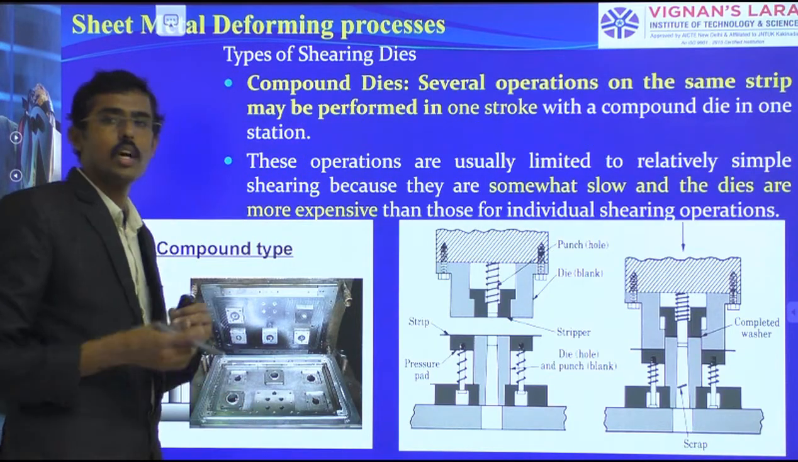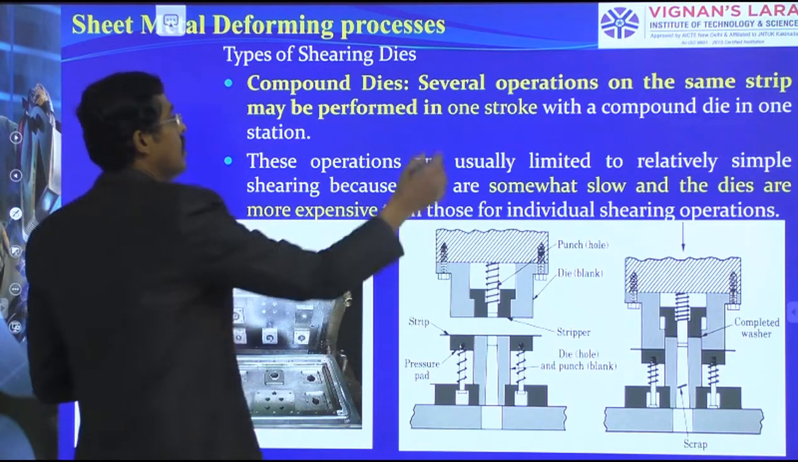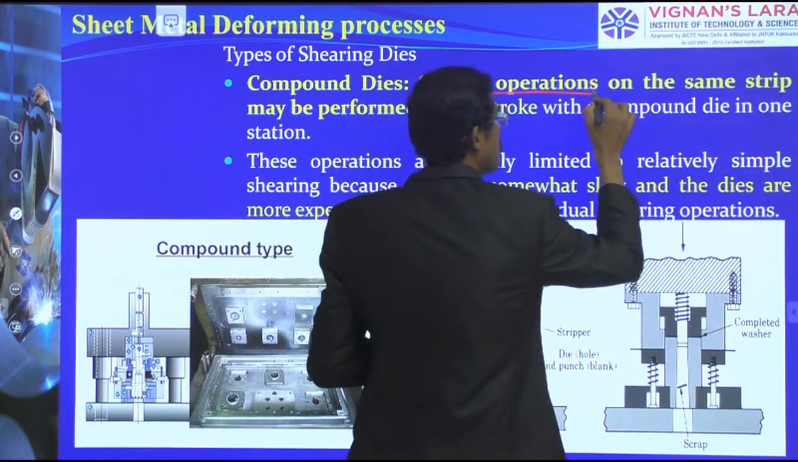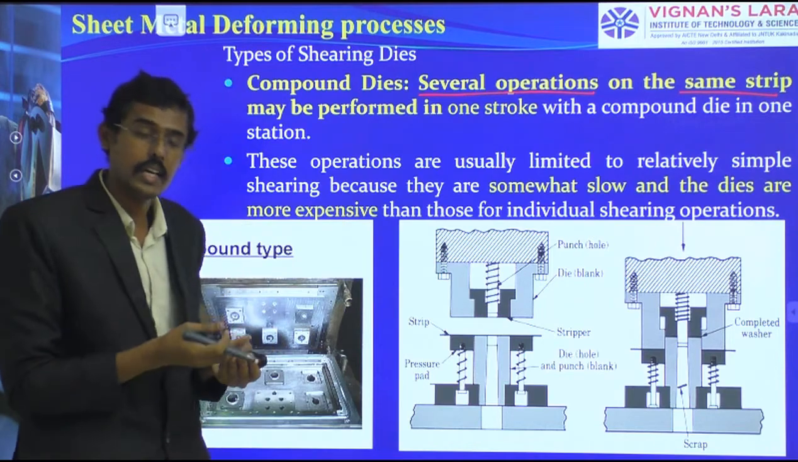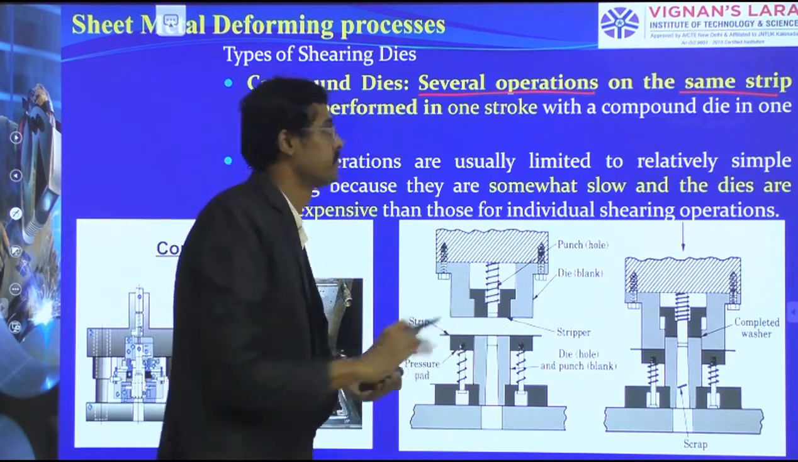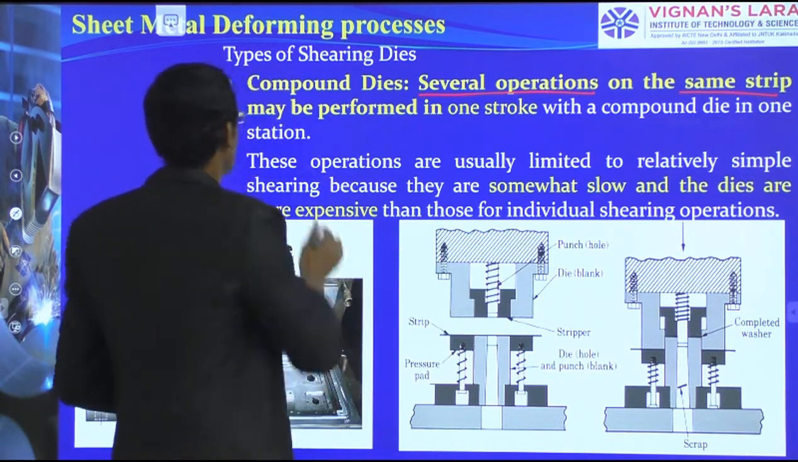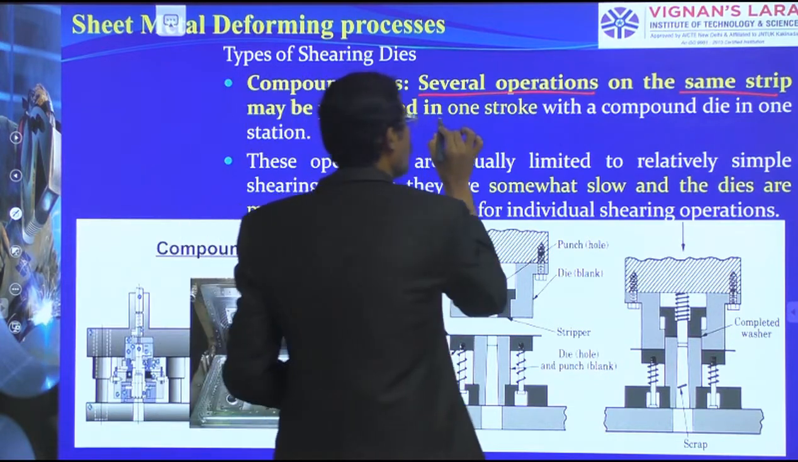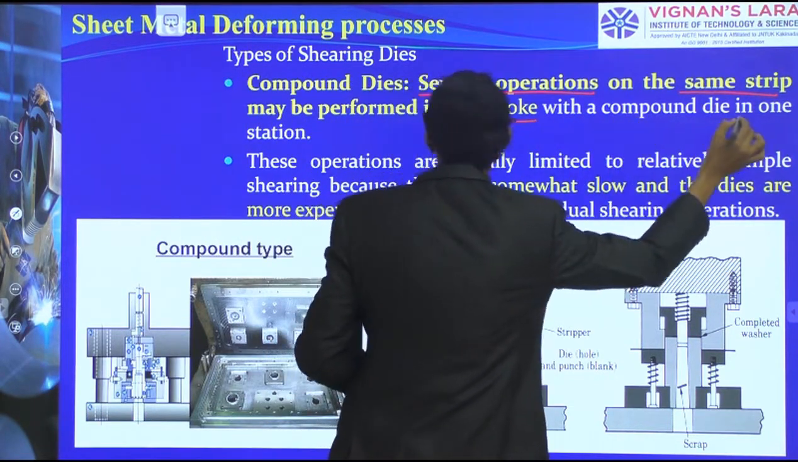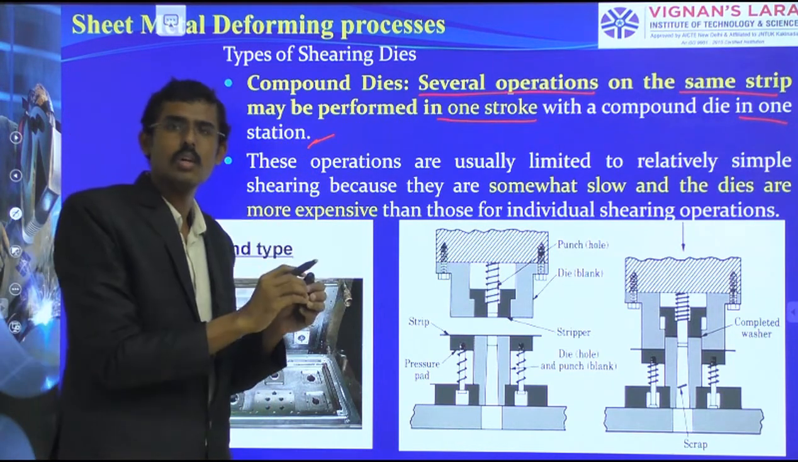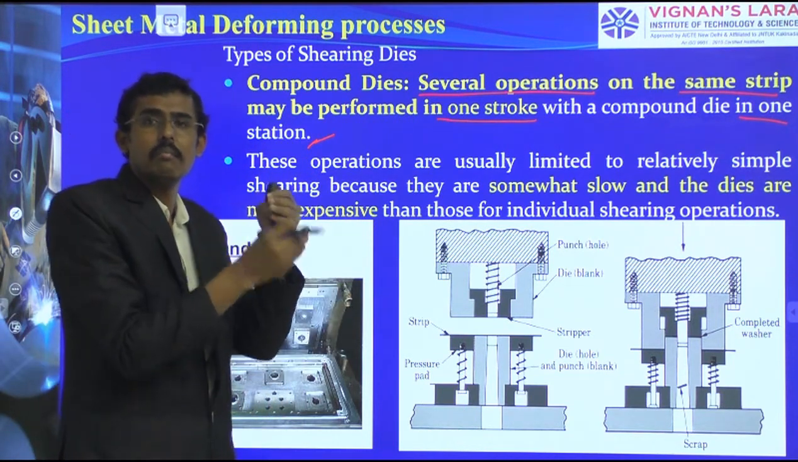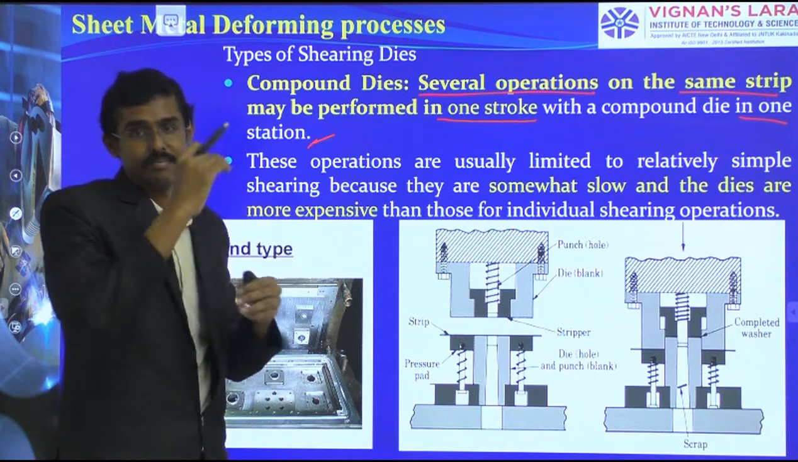Next I am coming to the compound die. Several operations are to be done on the same strip, on the same sheet, performed in one stroke with the compound die in one station. This is also one stroke, one station, but multiple operations one after the other.